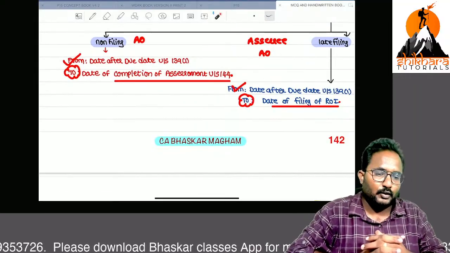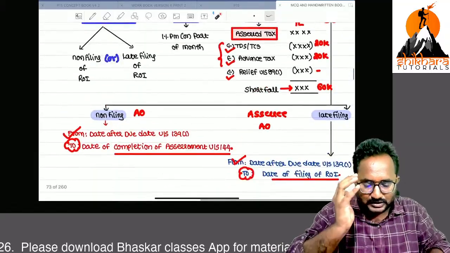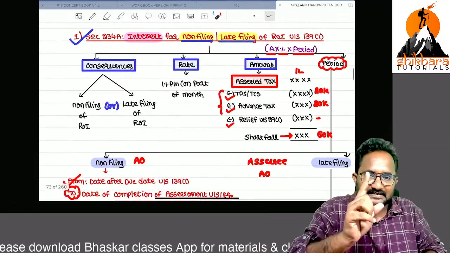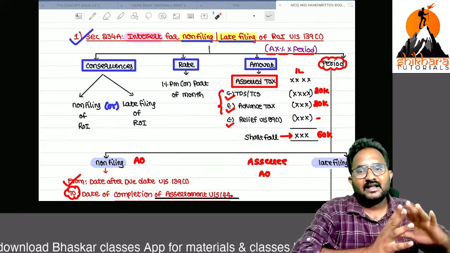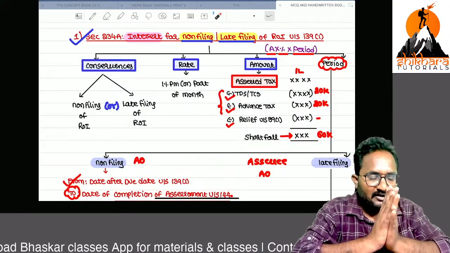Please give me confirmation about your understanding up to now regarding 234A. If you are okay, then I will discuss one more point in 234A and then we can solve some questions related to 234A concept.